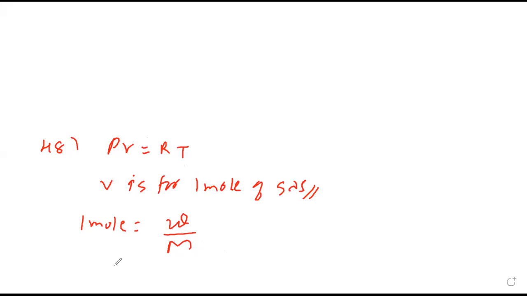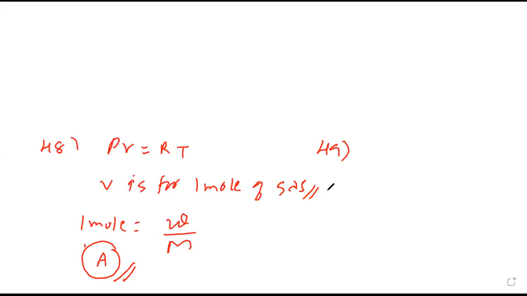This weight, is it fixed for every substance or is it different for different substances? If I take oxygen, this will be 32 gram. If I take hydrogen, it will be 2 gram. So can I say V is for any mass of gas? See, 1 mole, depending upon molecular weight, the mass changes, no? So it can be any amount of gas. Very common mistake, people will write 1 gram.